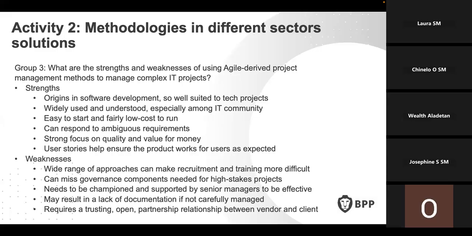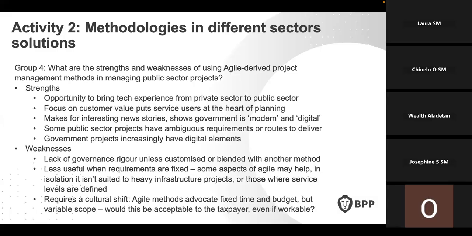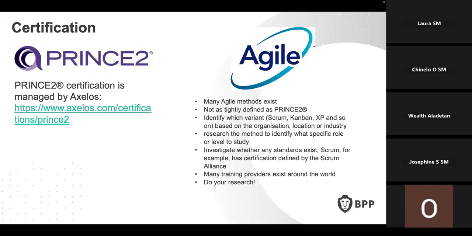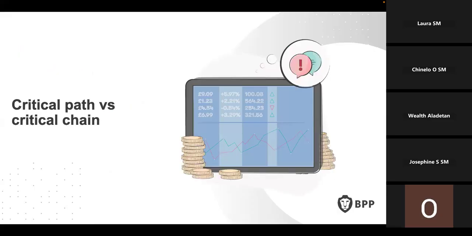So let's move to critical chain, please. These are different certifications, just in case. I know you're aware of that, Prince 2, Agile. Okay, critical path versus critical chain. Our final session.